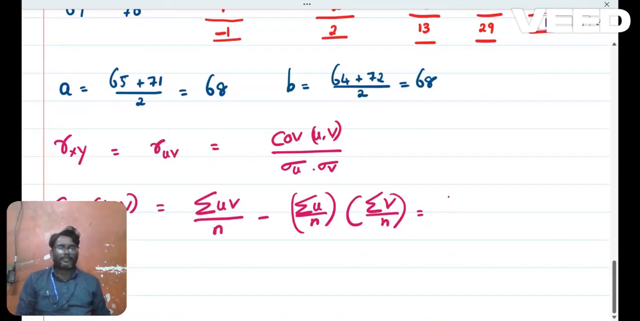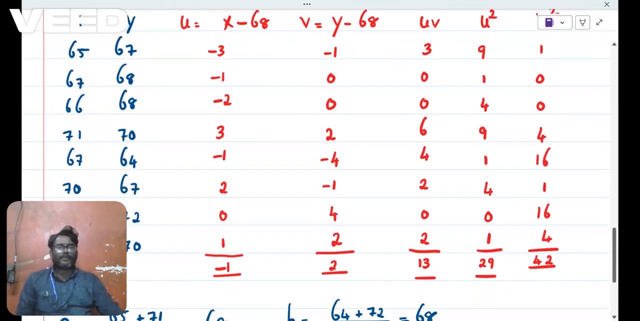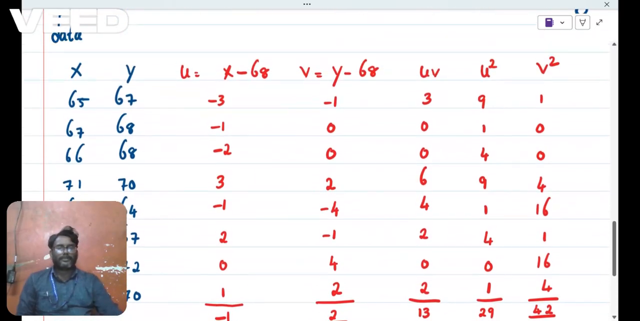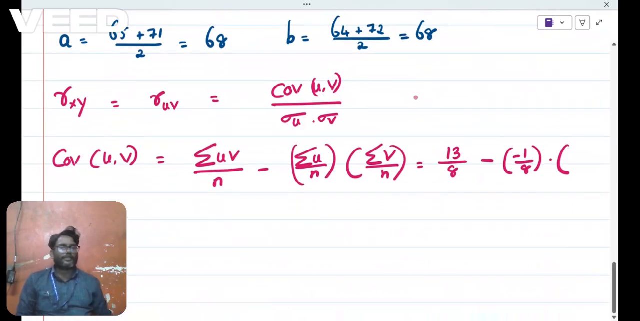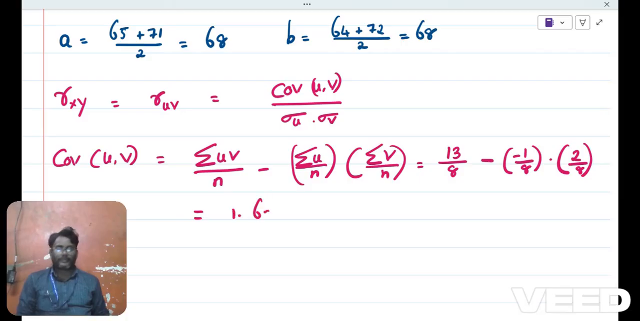So 13 divided by 8 minus, what about sigma u? Sigma u will be minus 1, the sum. So minus 1 by 8 into sigma v is 2, I think. Is it right? Yeah, 2. Sigma v is 2, so 2 divided by 8. If you simplify this, I will get the covariance as 1.6562. I can use the calculator.